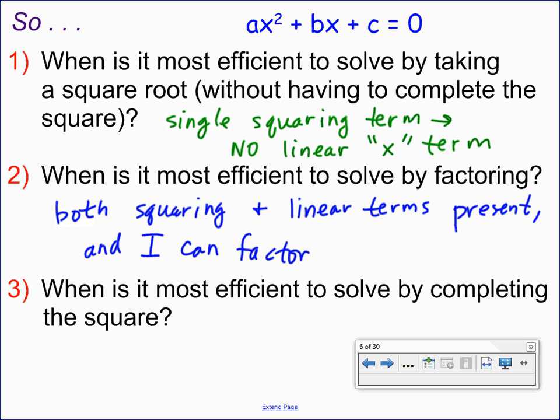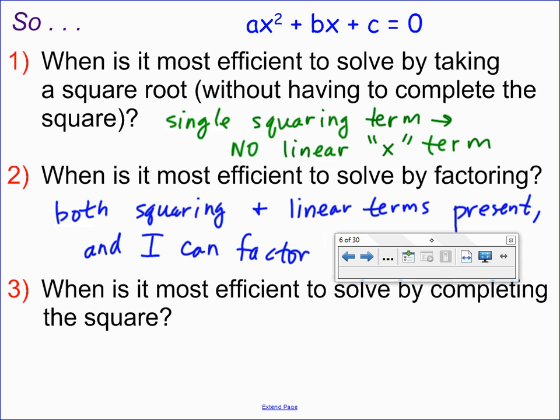Lastly, number 3, same thing. I've got squaring and linear terms, but I can't factor. Either it's unfactorable, or I'm not good at factoring, or I don't recognize the factors. Then I'll use completing the square as kind of my last resort. So same kind of reason.